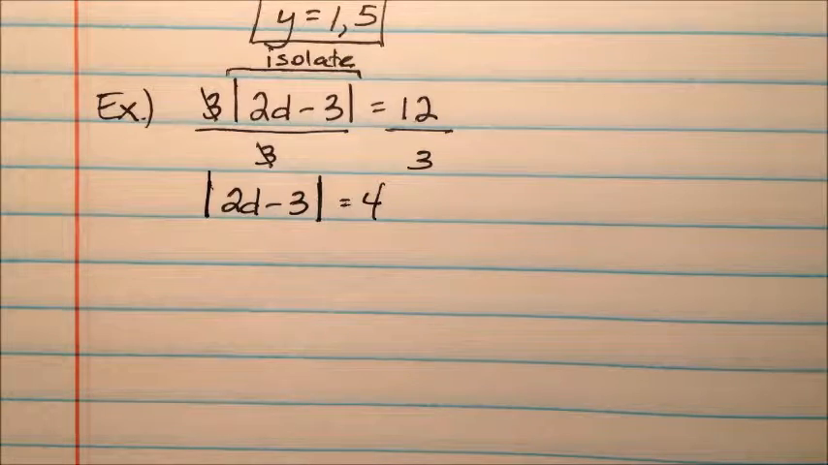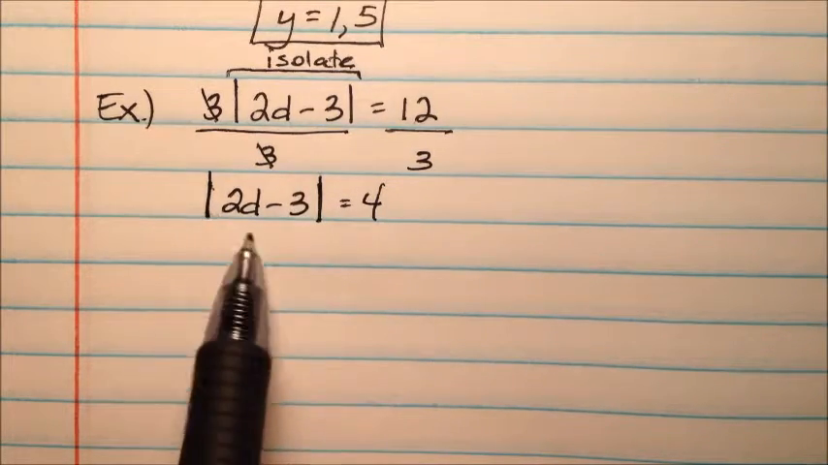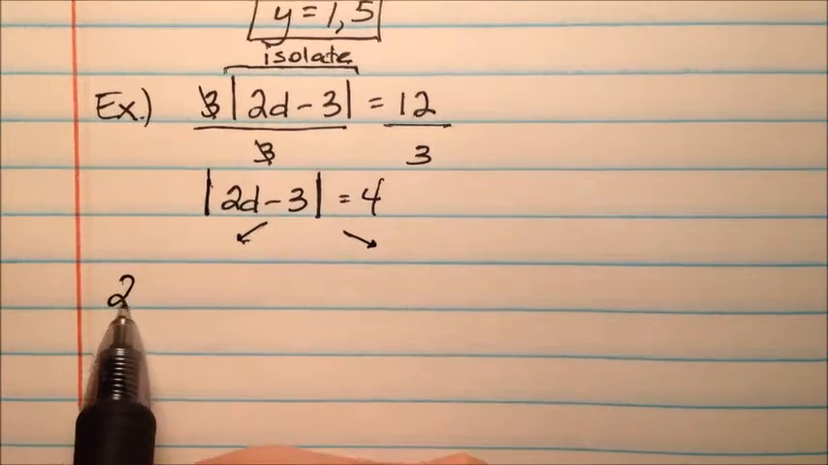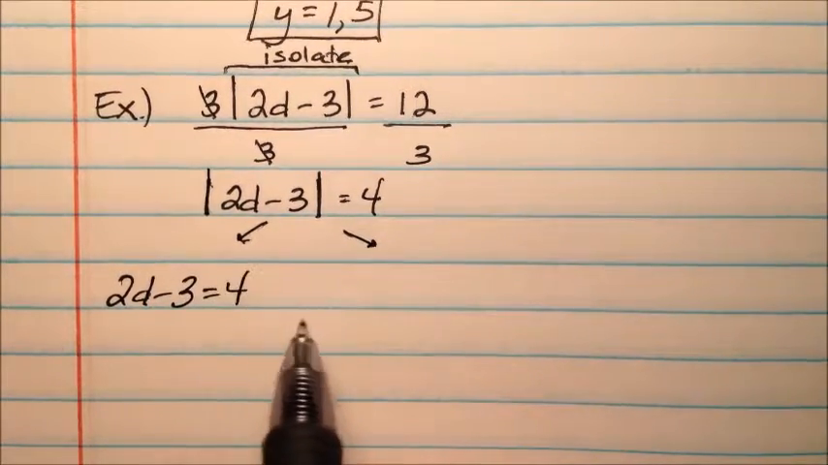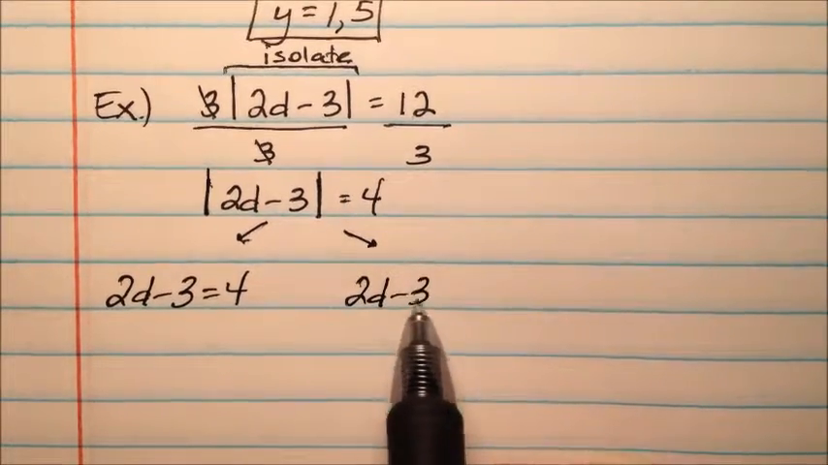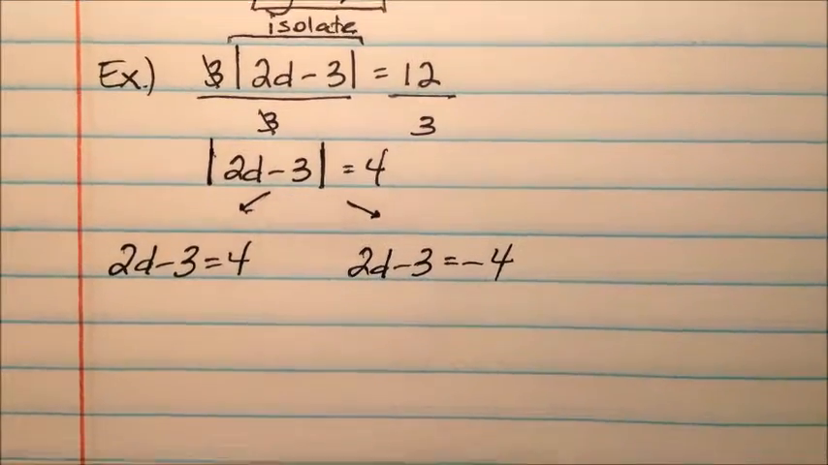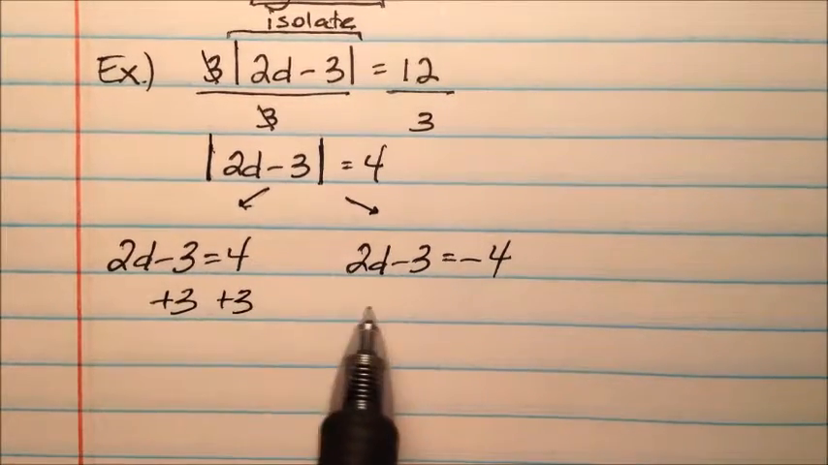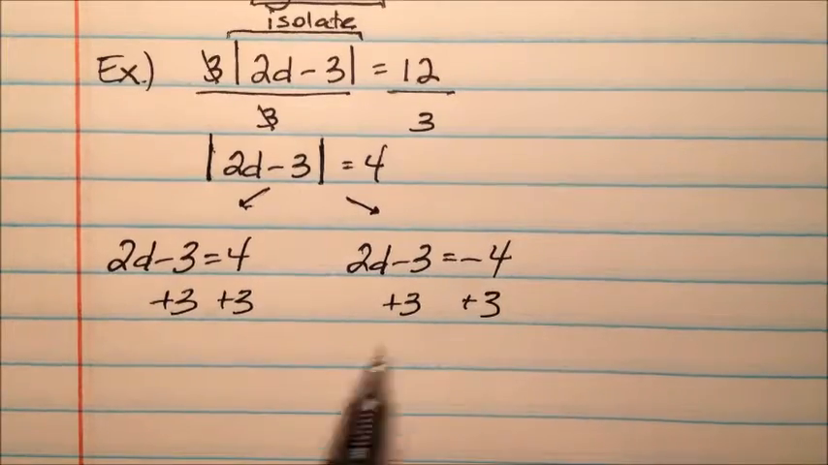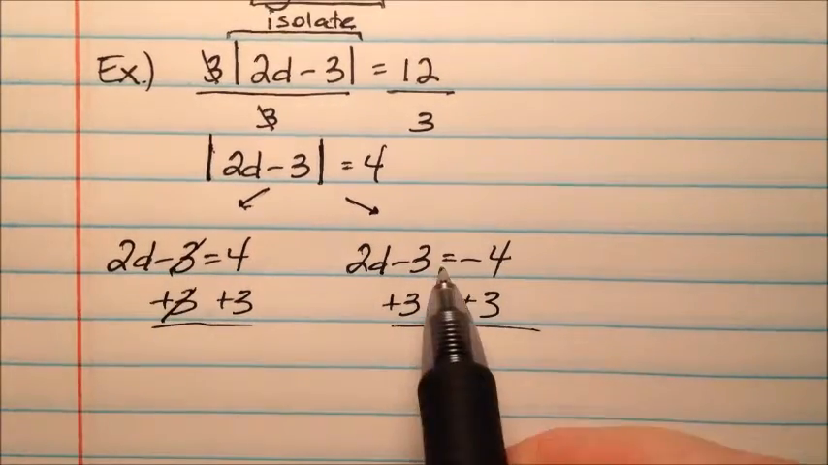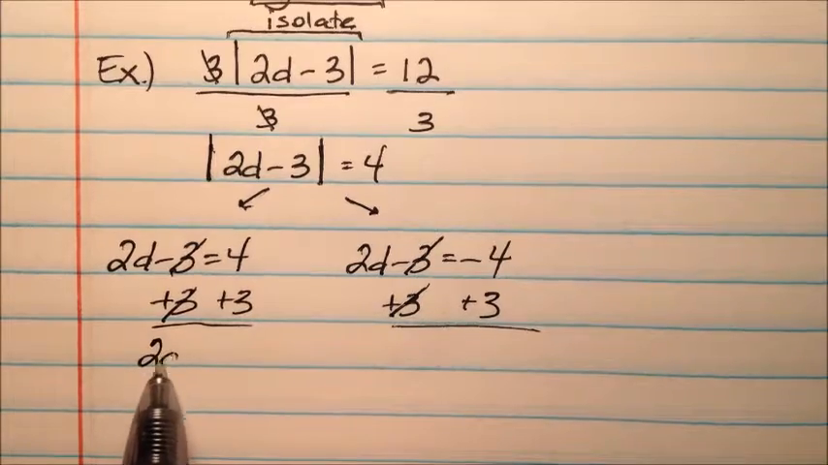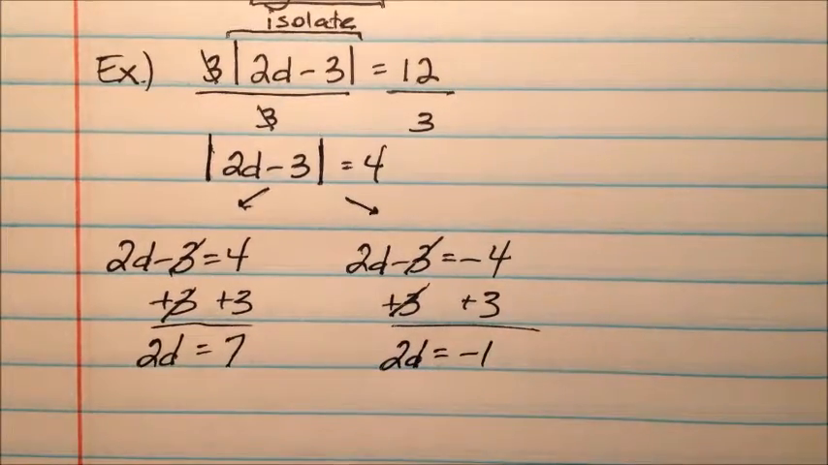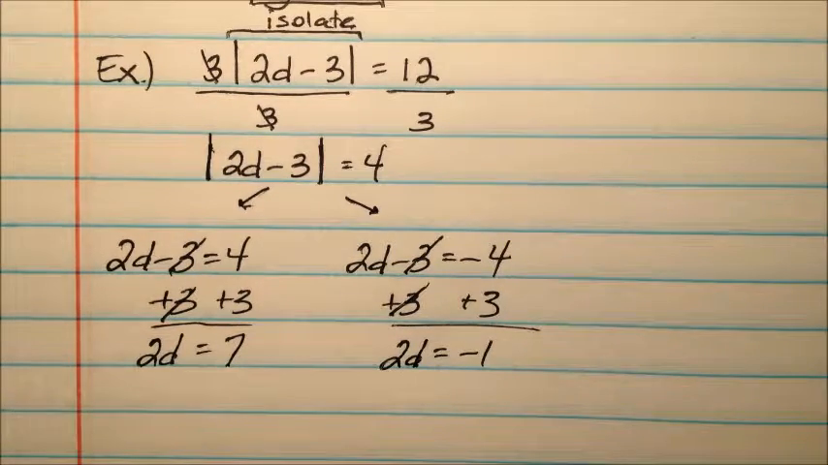Now that I have my absolute value expression isolated, all by itself, I can write my 2 separate equations. I can write 2d minus 3 equals 4, and 2d minus 3 equals negative 4. And as we saw in the previous example, in order to solve these, we'll use the same exact properties of equality on both sides. So we'll add 3 to both sides here, and we'll get 2d equals 7. And over here we'll get 2d equals negative 1, because negative 4 plus 3 is negative 1.